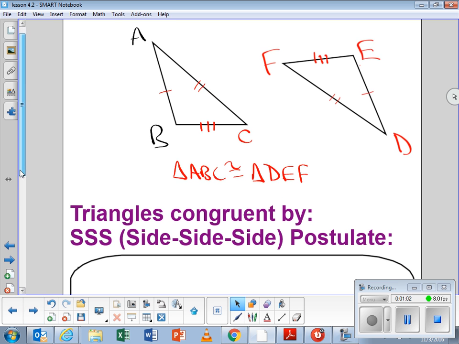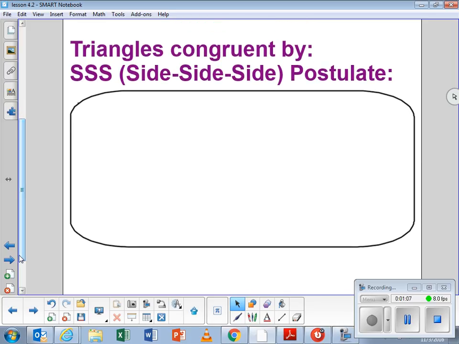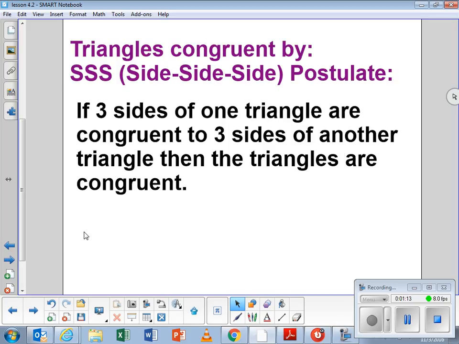Here we have a picture of a couple triangles. We'll move back up to that in a second. Triangles congruent by SSS are the side, side, side postulate. It says if three sides of one triangle are congruent to three sides of another triangle, then the triangles are congruent. Must be congruent. There's no way we could do that and not get congruent triangles.